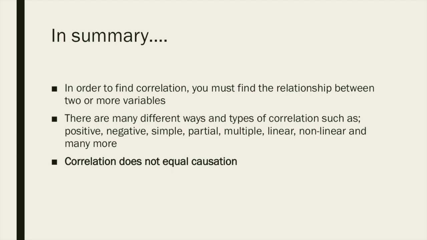So in summary of my presentation, in order to find correlation, you must find the relationship between two or more variables. There are many different ways that you can do this, such as through surveys, data collected, interviews, etc. There are many different ways and types of correlation, such as positive, negative, simple, partial, multiple, linear, and many more. And the most important thing to remember is correlation does not equal causation.